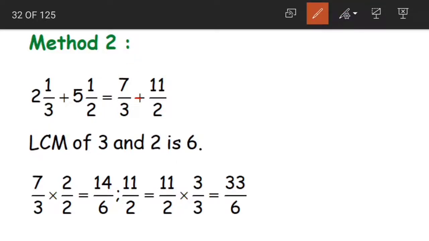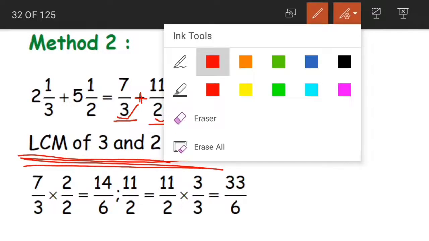Now what should we do with these fractions? We need to add. We need to find out the sum. Now again we have two unlike fractions here, 7 by 3 and 11 by 2. Their denominators are 3 and 2. So we need to find out the LCM. Again, as we did in the previous problem as well, the LCM of 3 and 2 is 6.